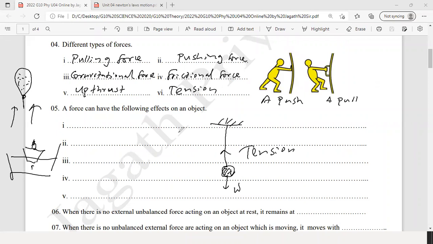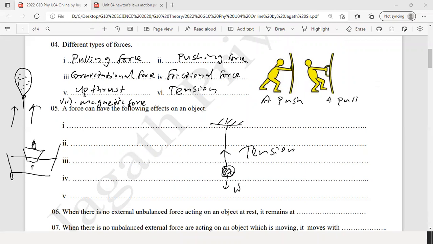As Afan also gave some examples, they are also correct. You can write a few more if you want. Magnetic force. Even you can write here electrical force or electromotive force. Right. Now that's enough. So these are the different types of force.